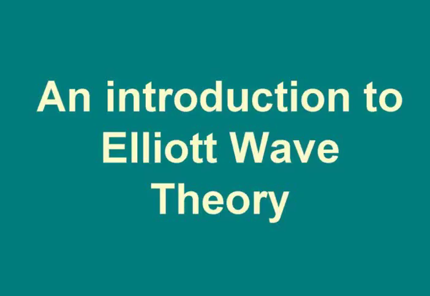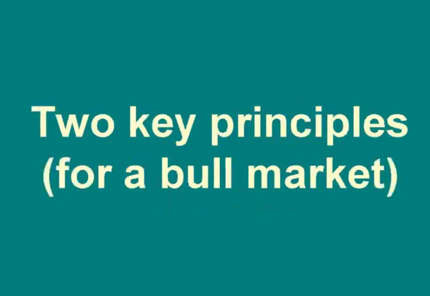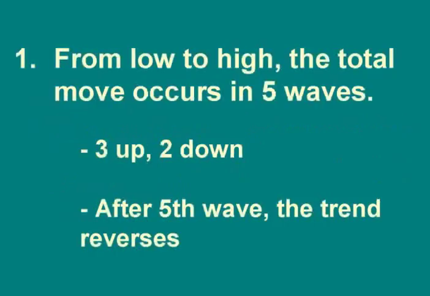Okay, well, it was Ralph Elliott in the 1930s that made the very basic discovery of the two principles which I use. Principle number one, and I'll refer to a bull market, and of course everything is reversed in a bear market. From a low to a high, the total move occurs in 5 waves. 3 up and 2 down, and the 2 down ones are called corrective waves. Now after the 5th wave, the trend reverses. This is a very crucial point.